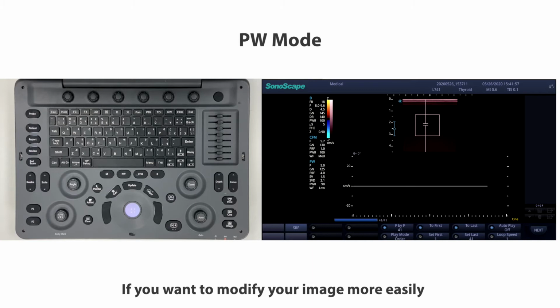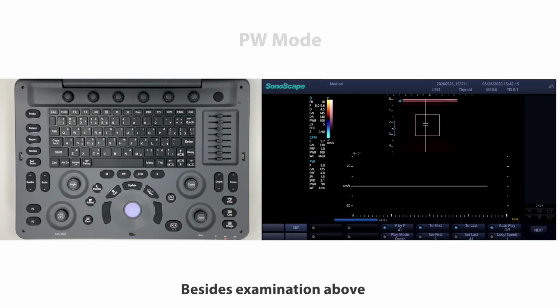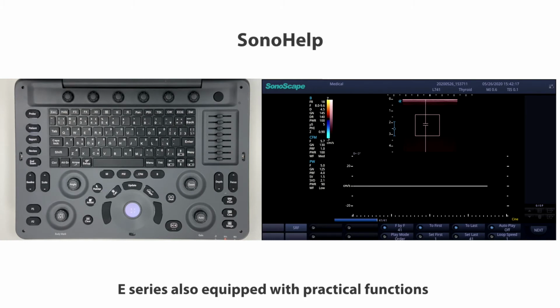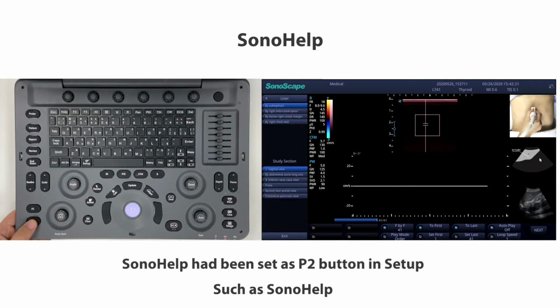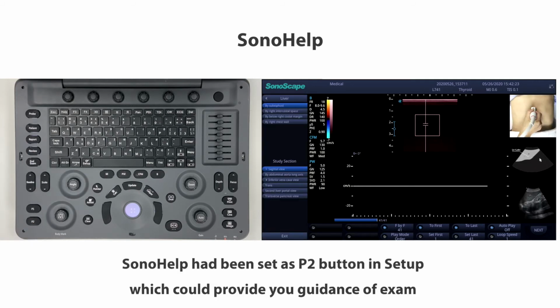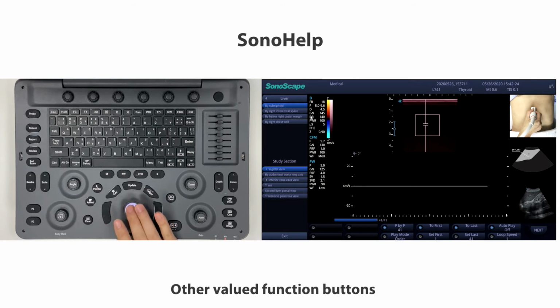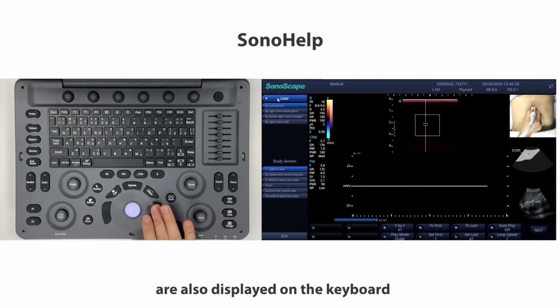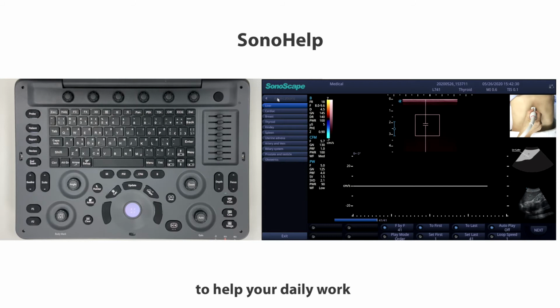If you want to modify your image more easily, just press Auto to help you automatically optimize the B, color, and PW mode. It saves your time for the comprehensive parameter adjustment. Besides the examination above, E-Series is also equipped with practical functions for your efficiency, such as Sono Help, which could provide you guidance of exam. Other useful function buttons are also displayed on the keyboard to help your daily work.